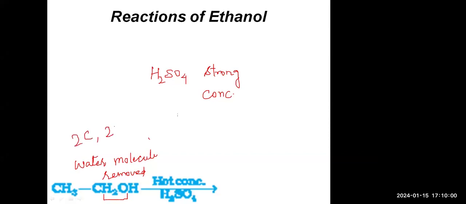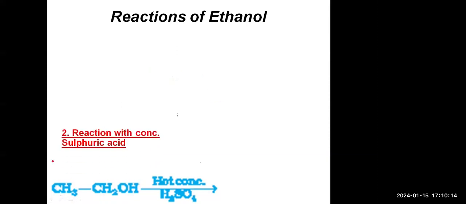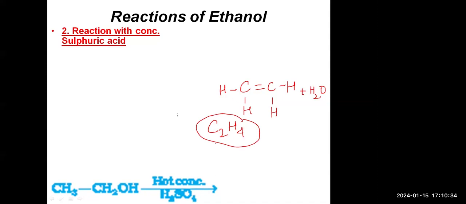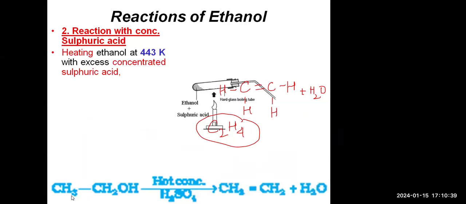2 carbon and 2 hydrogen. You can check over here. This is carbon, carbon, and 4 hydrogen over here. These are 3 hydrogen. This is the fourth one. So you get the compound C2H4. It is a double bond compound called ethene, along with water, because water got removed out of it, right? So when ethanol reacts with hot concentrated sulfuric acid, we get ethene gas along with water.